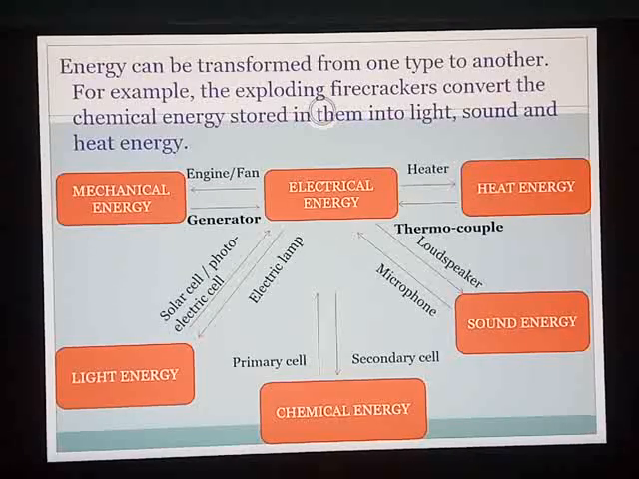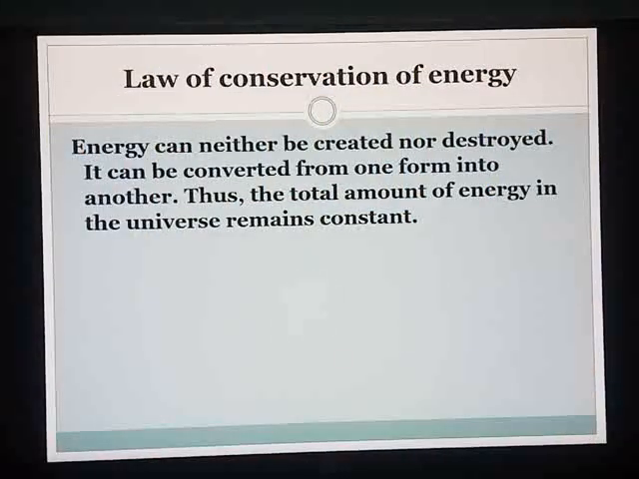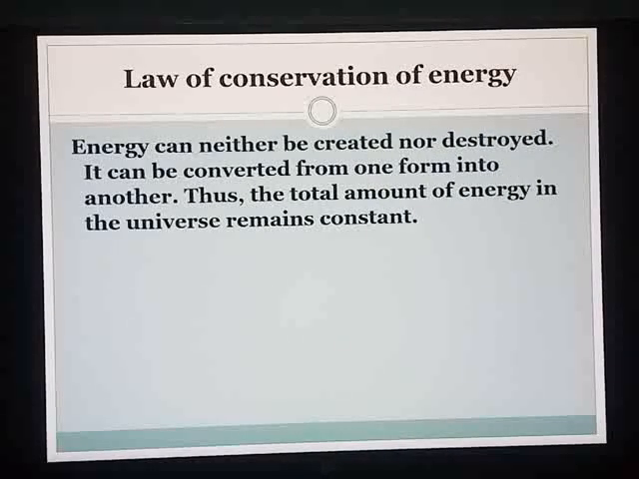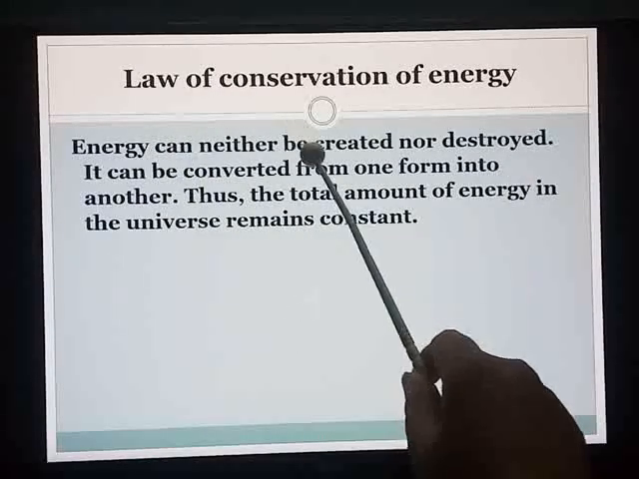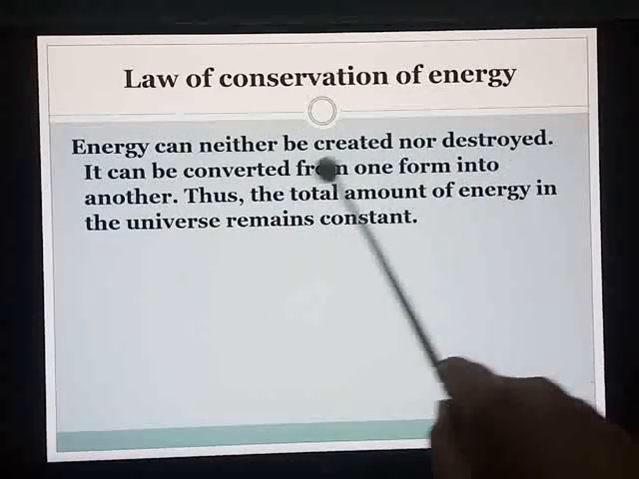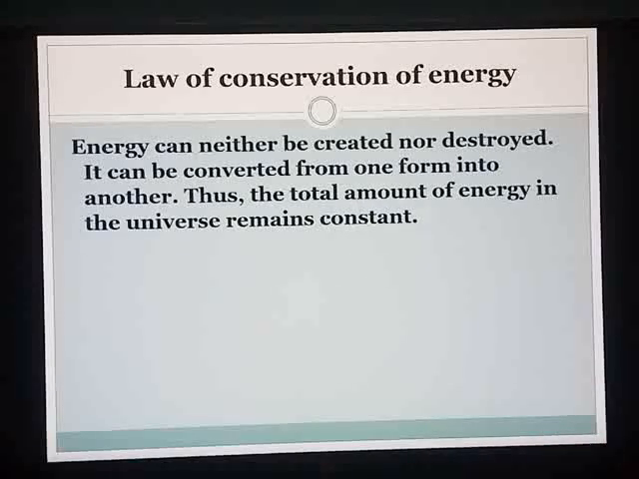And from these examples, we come to a very simple law, that is the law of conservation of energy. Energy can neither be created nor destroyed. Whenever our planet Earth was formed, the amount of energy which was given to the Earth's surface was limited. That energy you cannot create in the laboratory, nor can you destroy. It can only be converted from one form to another form, and hence the total amount of energy in your entire universe always remains constant.